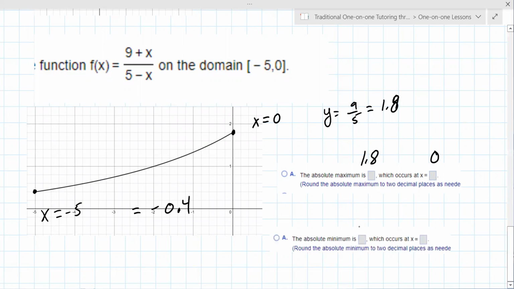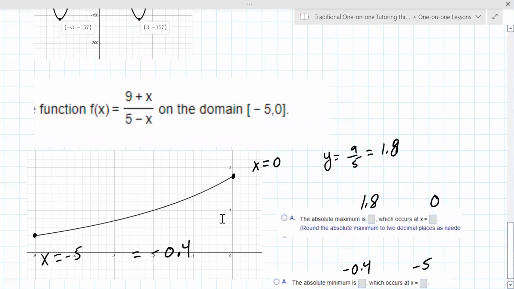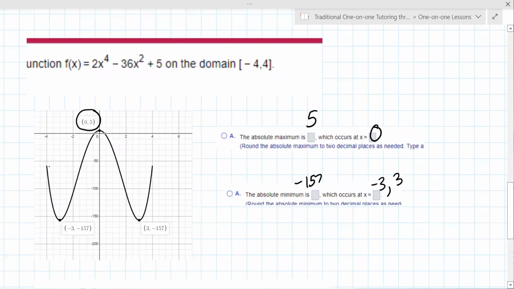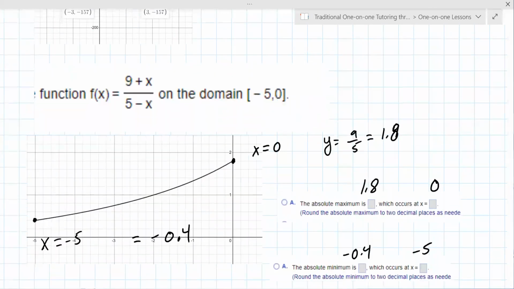Min is -0.4 when x equals -5. So from this problem, what you should notice is that it sometimes is at the endpoints of the window, whereas in the previous problem, the endpoints were useless. There was stuff going on in between that was more important. So it depends on the problem. It depends on the graph. Could be at the endpoints, could be neither.